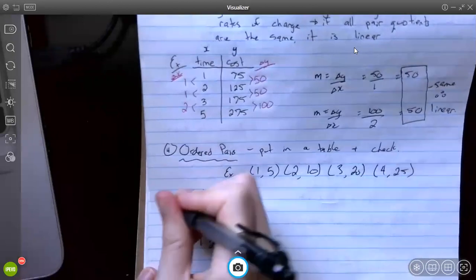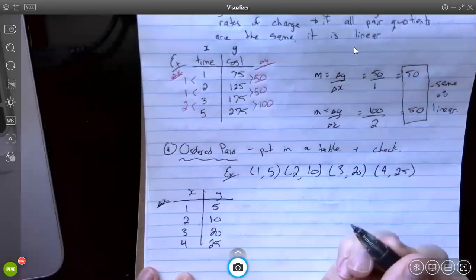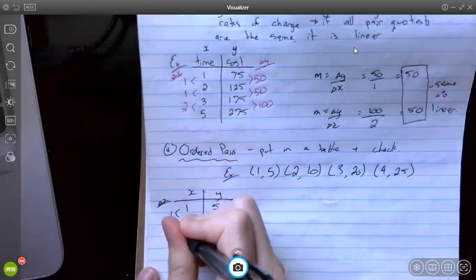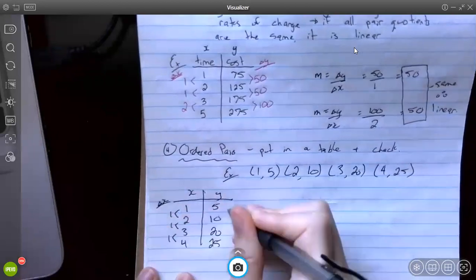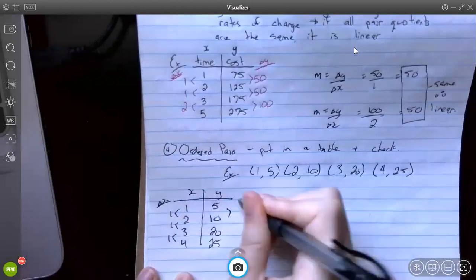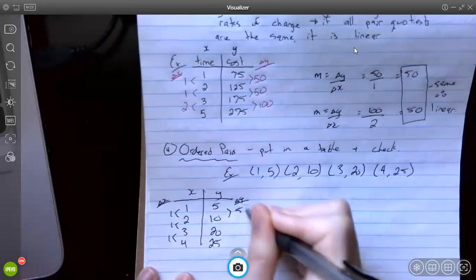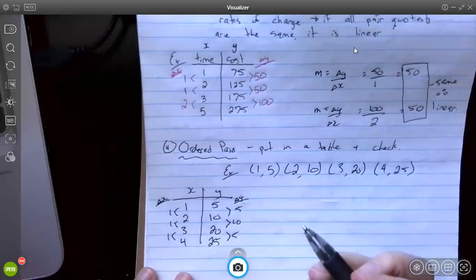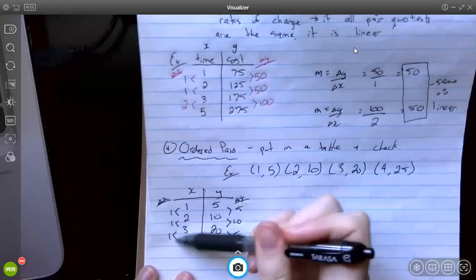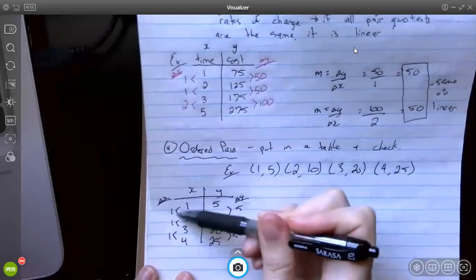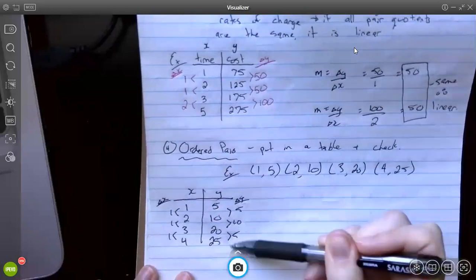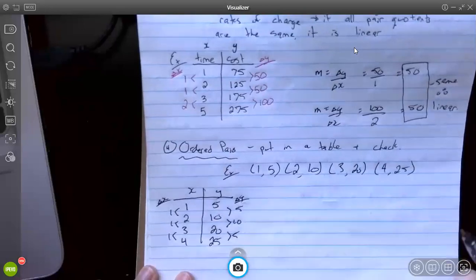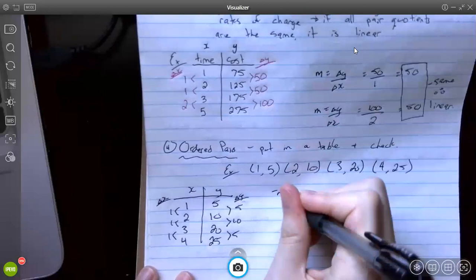Then I would check my rates of change. So this is going up by 1, and by 1. On the other side, it's going up by 5, and then 10, and then 5. Because my x's are staying constant the whole way through, and yet my y's are not, I know that this is not linear.